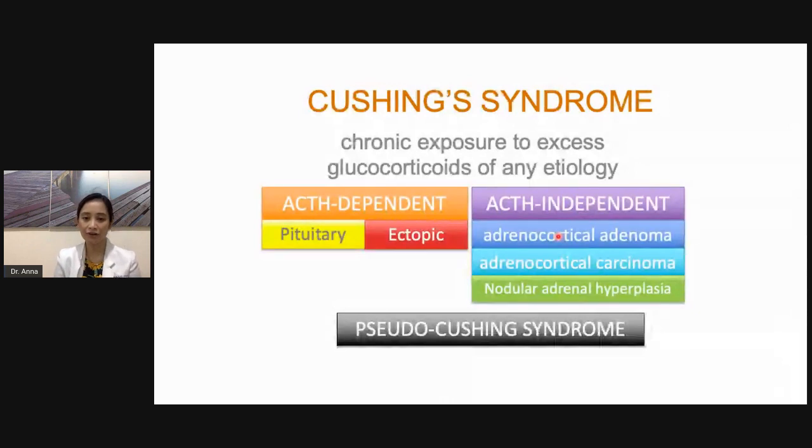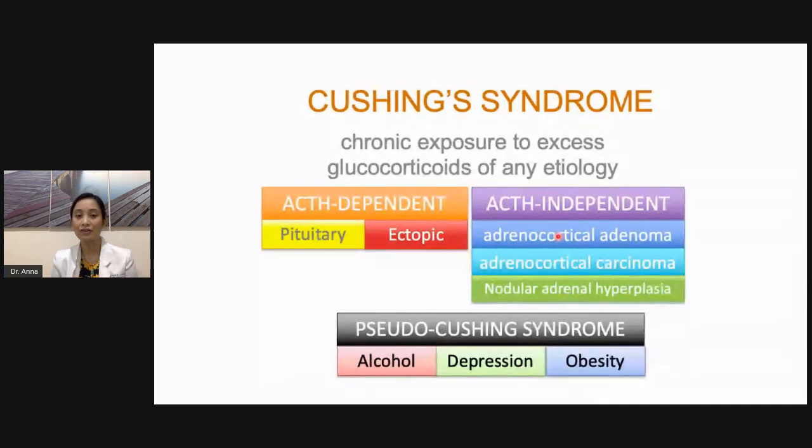And of course, you can also have pseudo-Cushing syndrome. Those are alcohol, depression, and even obesity, which can mimic symptoms of Cushing syndrome as well. So remember ADO: alcohol, depression, and obesity. Those are your pseudo-Cushing syndromes that can mimic Cushing syndrome.